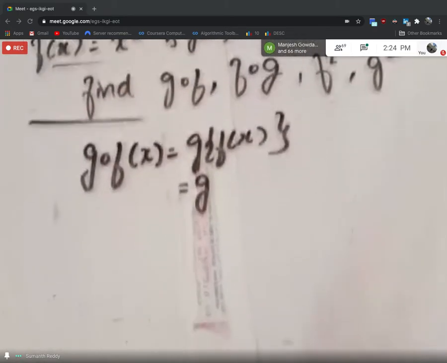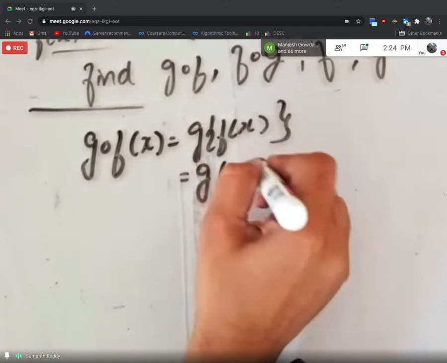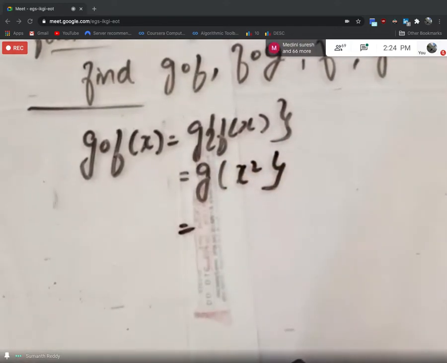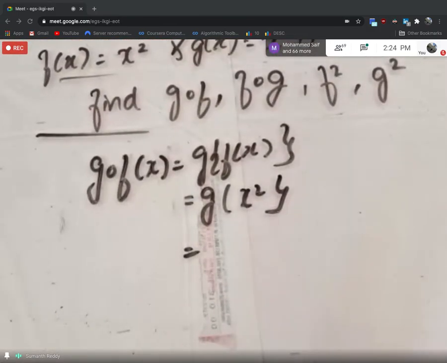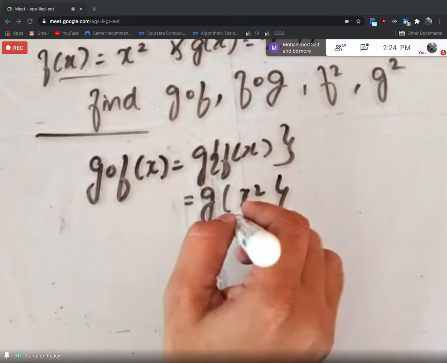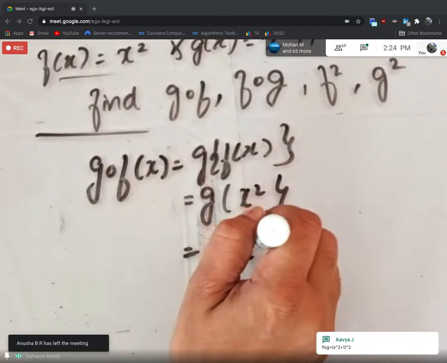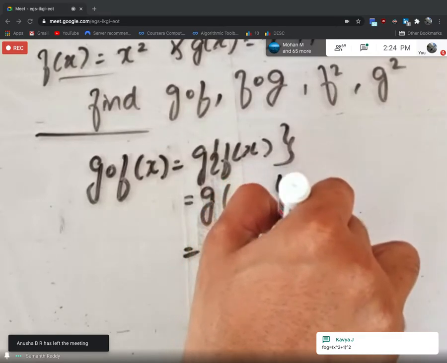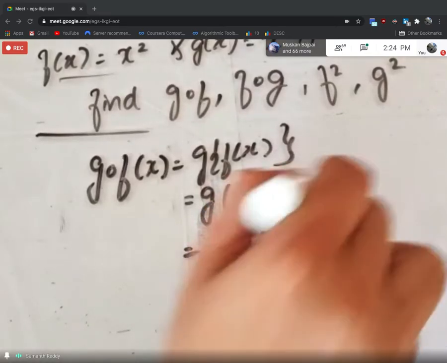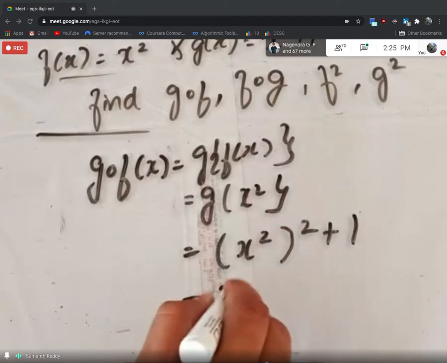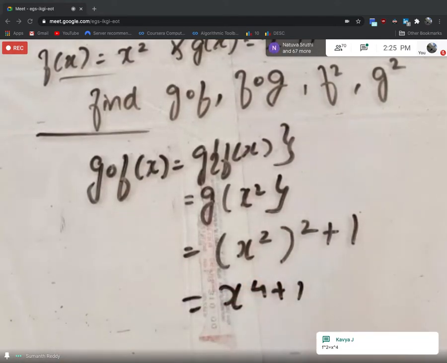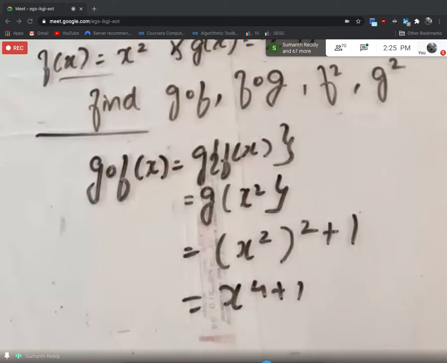So based on this, I can replace this f of x with x square. And what is g of x? G of x is equal to x square plus 1. That also he has only given. But in place of x, what we have is x square, right? So now this can be written as x square whole square plus 1, right? In place of x only, we have x square. So this will be equal to x square whole square plus 1. So that is equal to x to the power of 4 plus 1, right? So similarly, I think you got an idea.